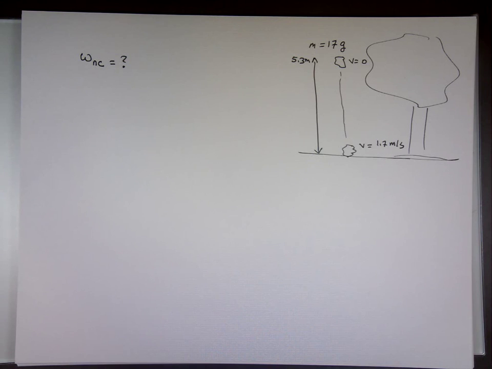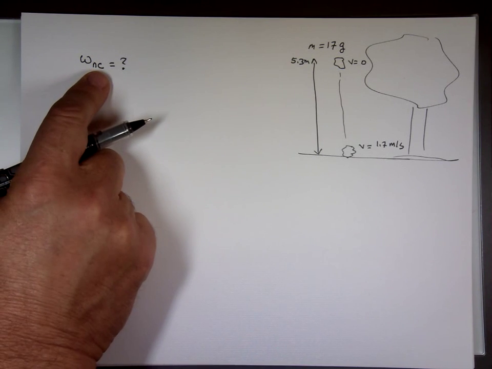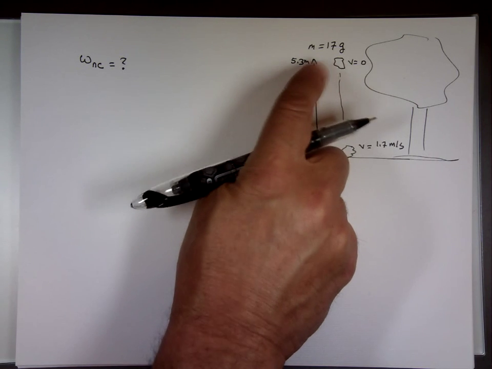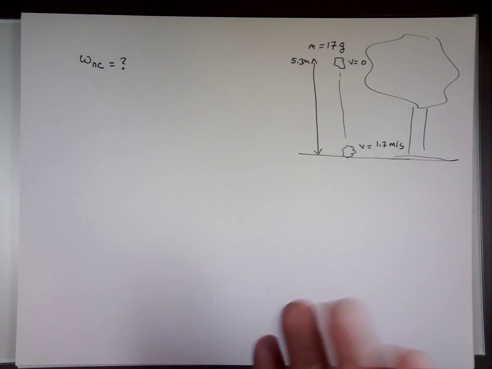And the reason it slows you down is friction. So the friction comes from the non-conservative force. How much work is done by that? Well, let's look at the top and see how much mechanical energy we had. Let's look at the bottom and see how much. And the difference between them is the work done by the non-conservative force.